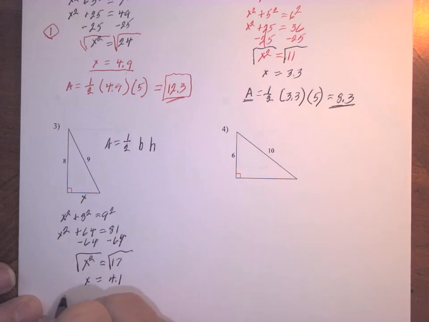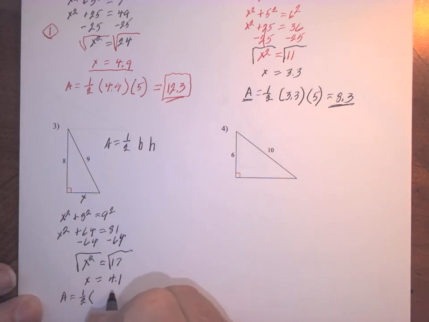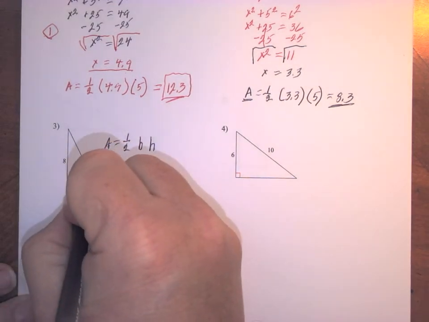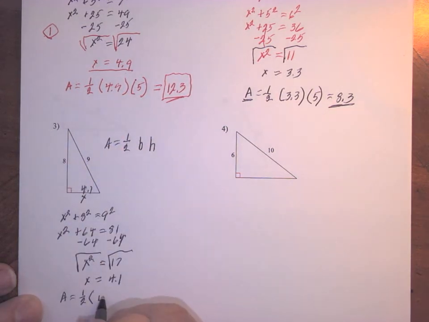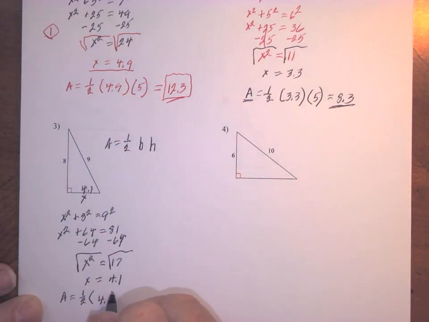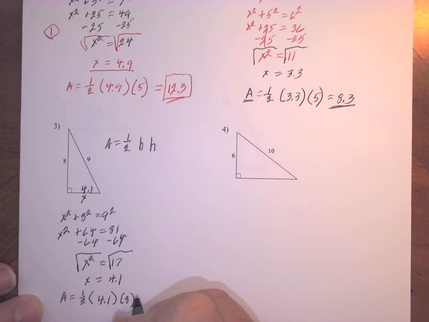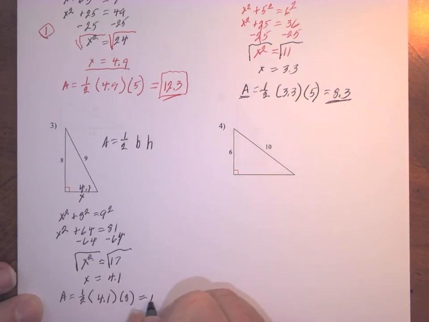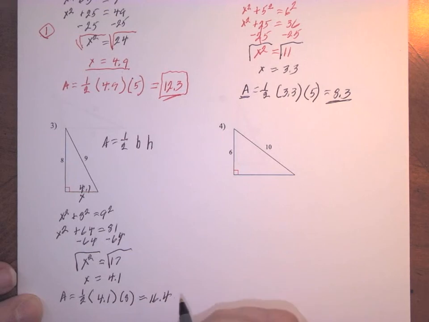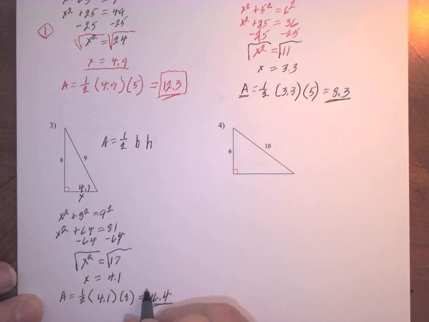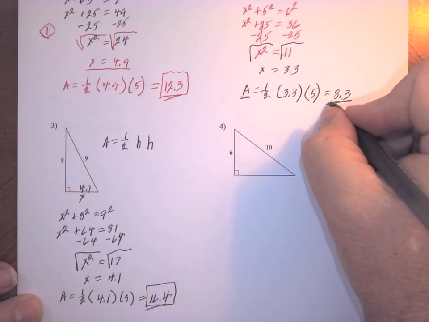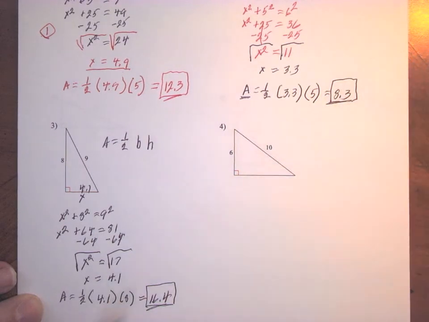Okay, the last step, area is equal to 1/2 times the base, which we said was 4.1, times the height, which is 8, and that works out to be 16.4. So our solution here is 16.4, just like it was 8.3 up there.